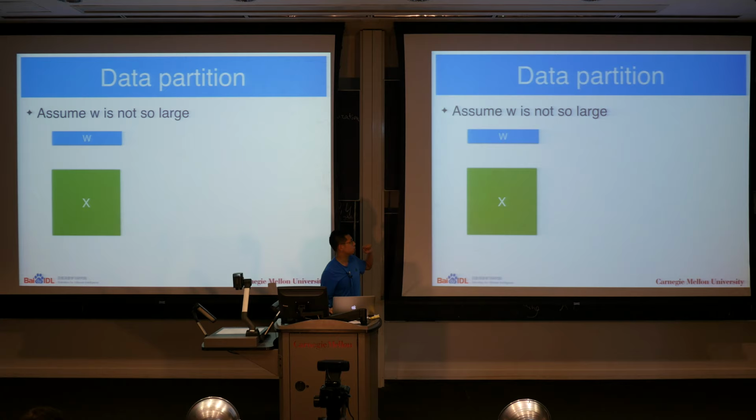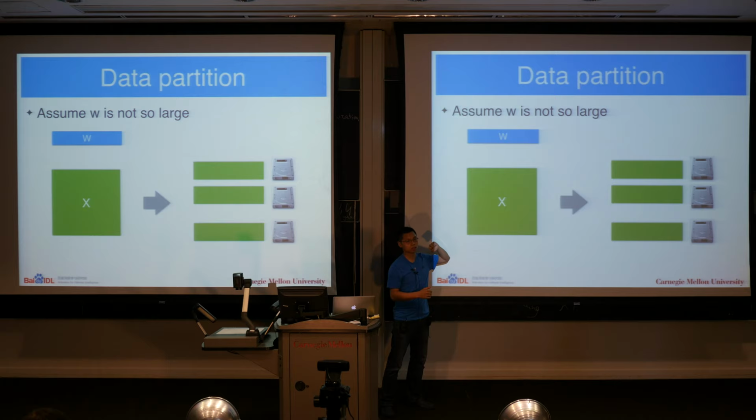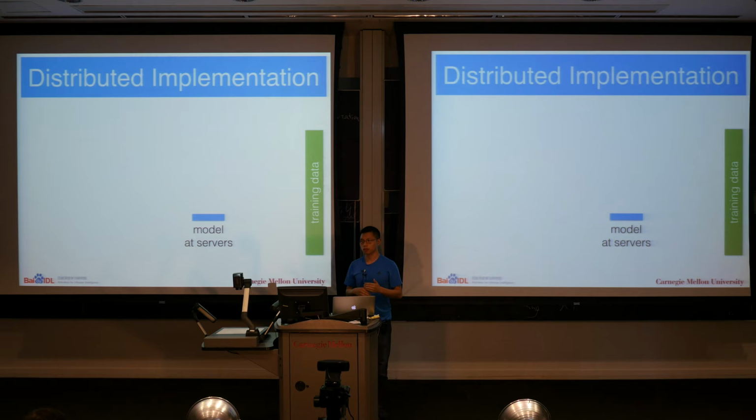If we assume this is row major, so you store the instances row by row, what you can do is partition the data into row segments. Each row segment goes to one machine. If you do that, you can run a distributed version of matrix times vector.